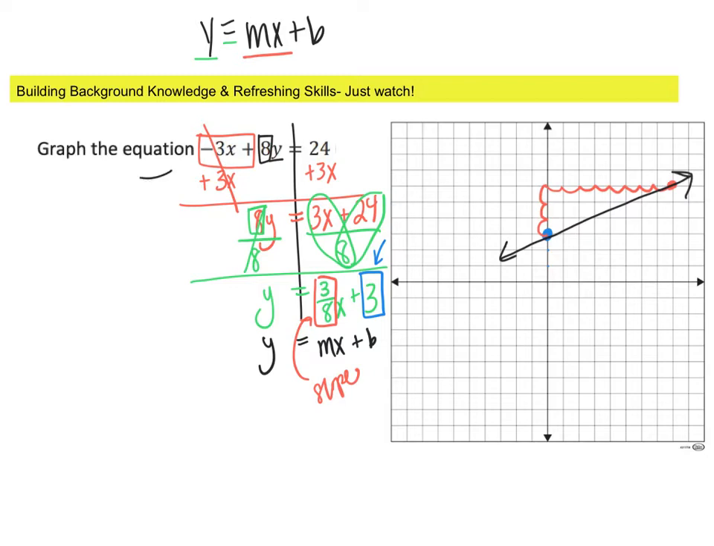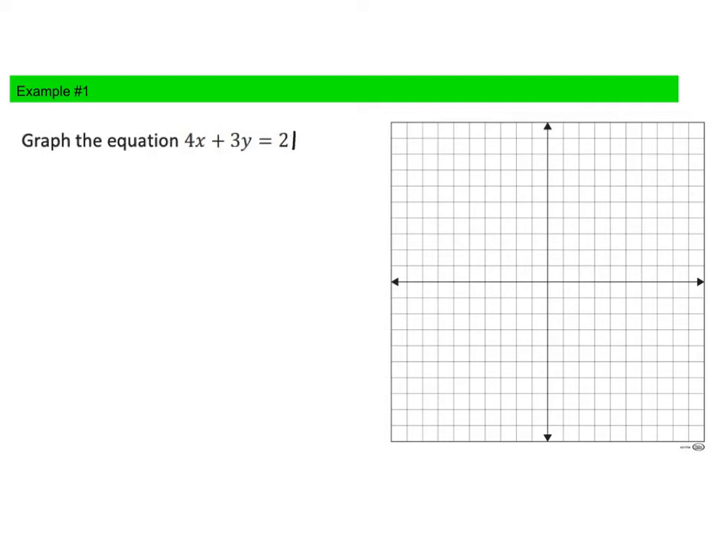We know how to turn a standard form equation into slope-intercept form. And once it's in slope-intercept form, we know how to find the m and the b and use those to create a graph. All right, so for example 1, you're going to do this with me. The first thing I want to do is remind myself that I'm trying to turn this into the format y equals mx plus b. And then I'm going to find my m and my b to graph it.